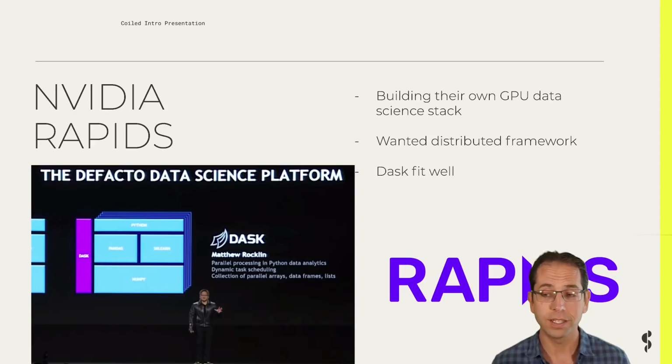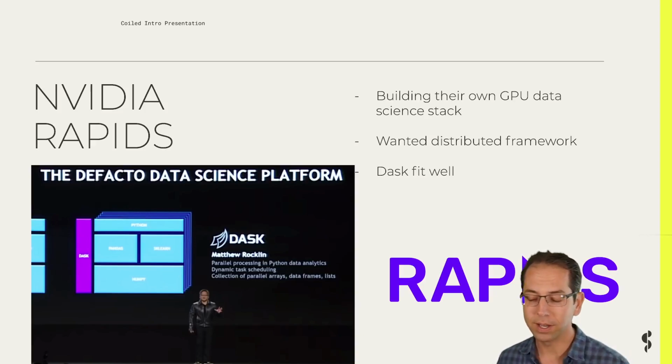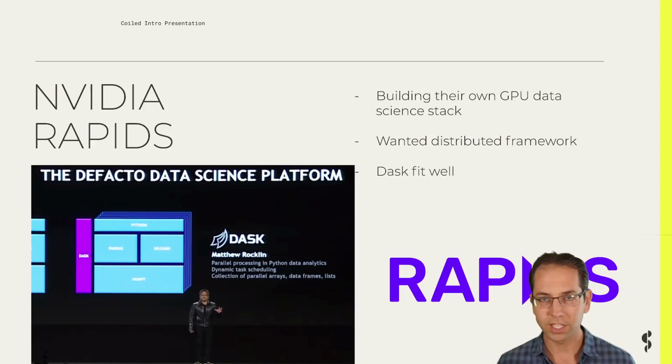I was still at Anaconda at the time. Nvidia wanted to build out their own GPU data science stack. They wanted a distributed framework, and Dask was flexible enough to support all their GPU needs. So I actually moved over to Nvidia. We had an existing team at Anaconda. There were lots of other distributed Dask developers at other companies. We made a second large home for Dask maintainers at Nvidia under the RAPIDS banner. I worked here for about a year and had a great time. Nvidia's an interesting place to work.